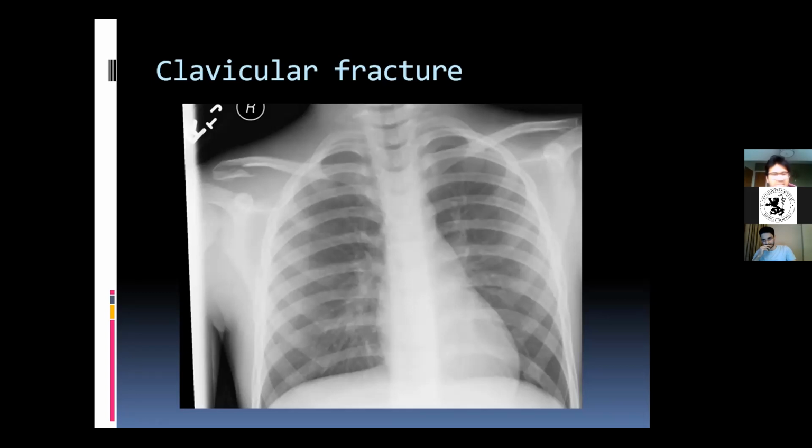Okay, so in this case, it's very, very simple. It's a standard clavicular fracture. No messing around over here. But generally speaking, the clavicular fractures are a lot more obvious as well. Okay, right.